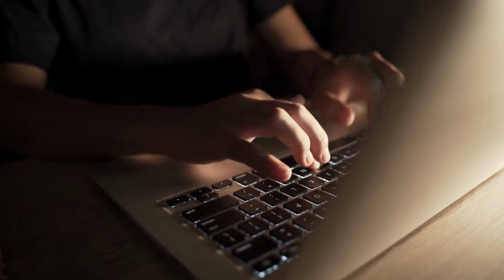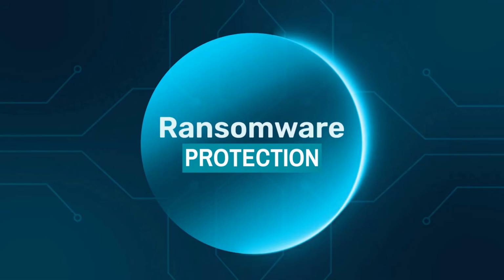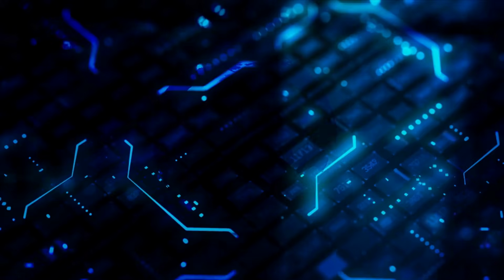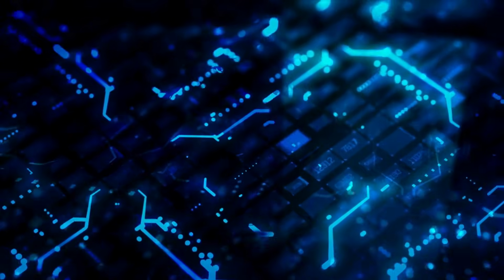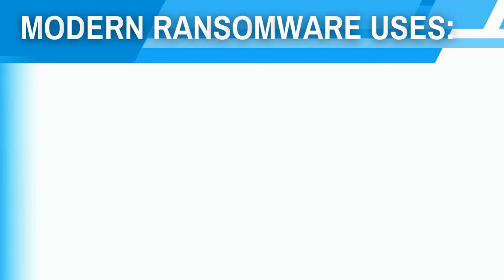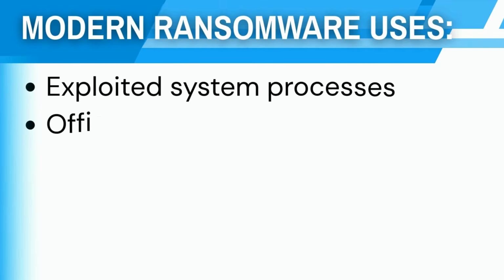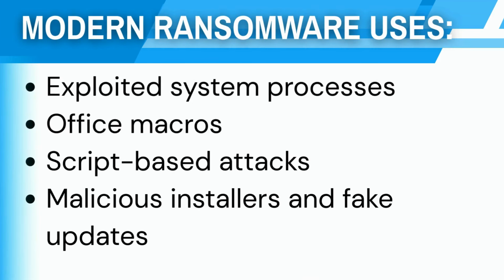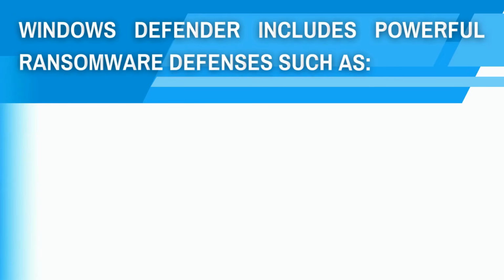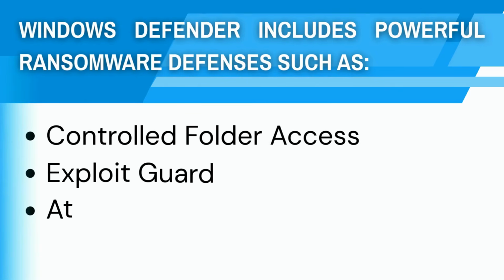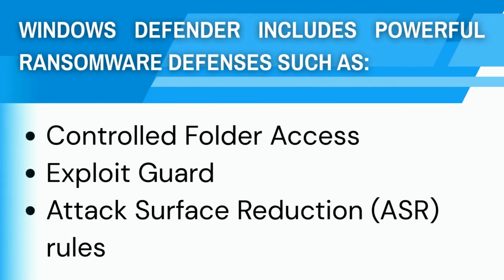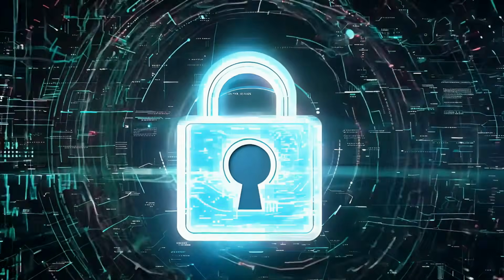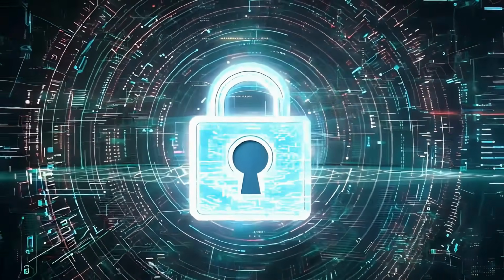One of the most critical things you must do is enable all ransomware protection features in Windows Defender. Ransomware attacks don't just rely on viruses anymore. Modern ransomware uses exploited system processes, Office macros, script-based attacks, malicious installers, and fake updates. Windows Defender includes powerful ransomware defenses such as controlled folder access, exploit guard, and attack surface reduction, ASR, rules. When these features are properly enabled, Windows can block ransomware before it even starts encrypting your files.